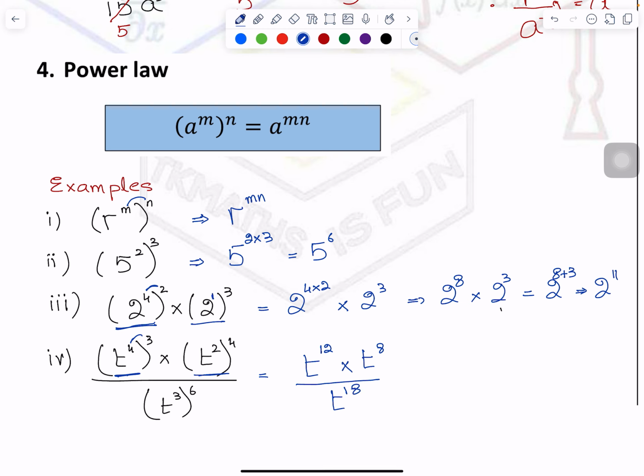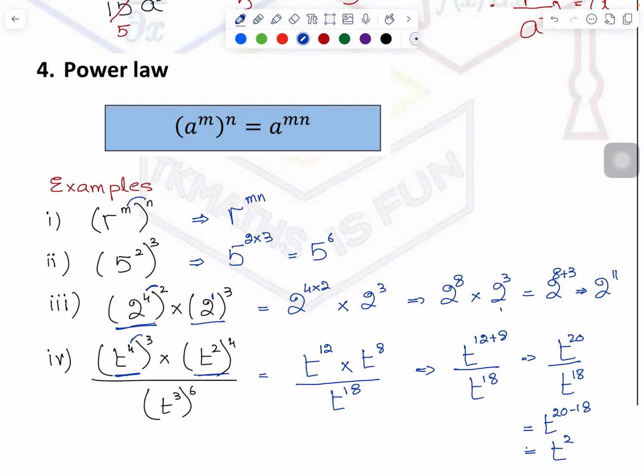Now in the numerator, I can apply the law of multiplication. Bases are the same, powers are different, so powers will add up: 12 plus 8. In the denominator we can't do anything, so let it be as it is. What is 12 plus 8? Yes, you're right, 20, and t power 18. Now this reminds you of the law of division, right? So we subtract the power. The denominator power is subtracted from the numerator power. So finally your answer is t, 20 minus 18 is 2. So it is t square, your final answer.